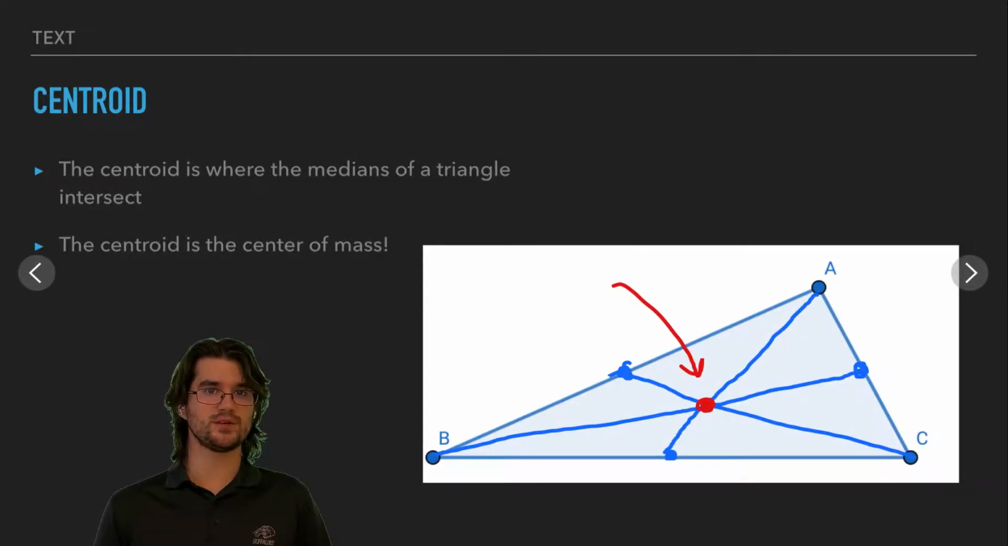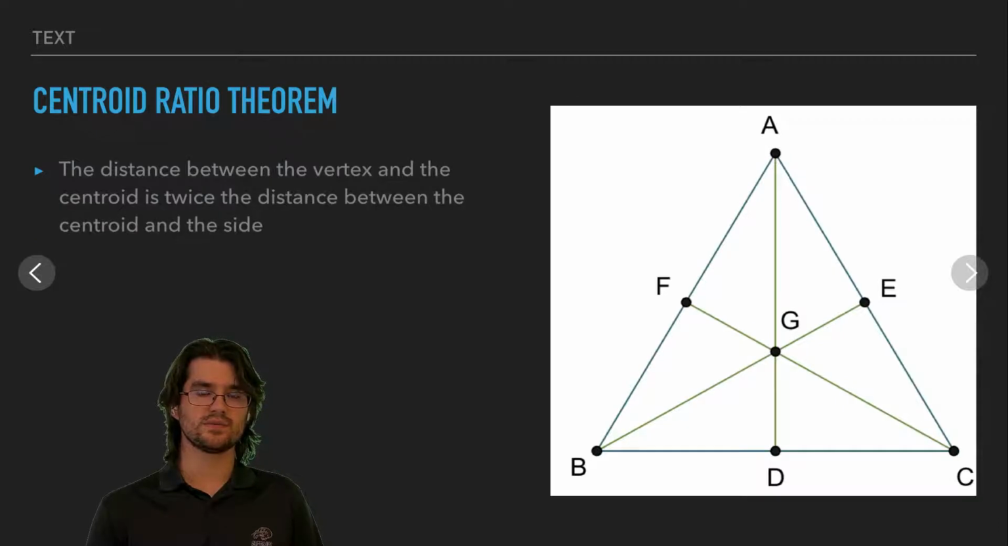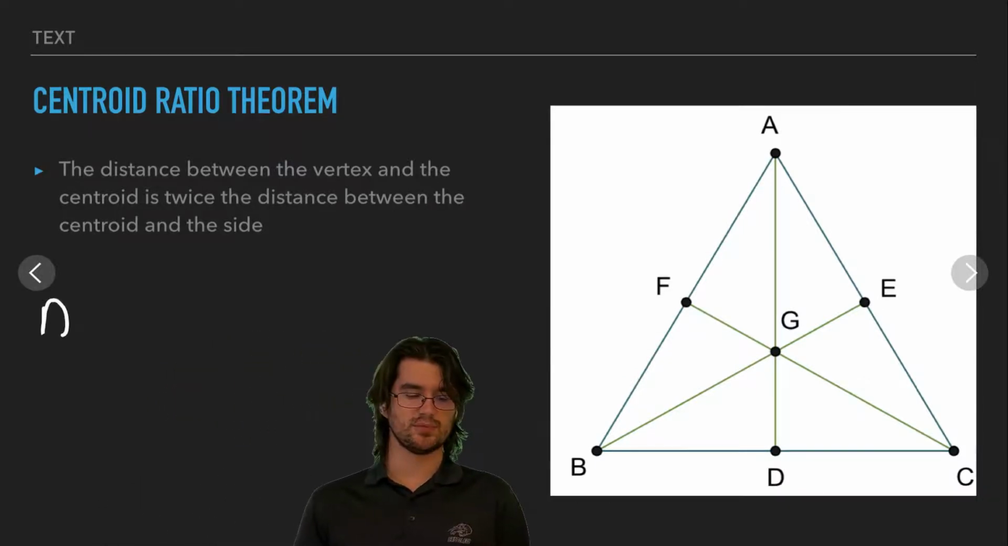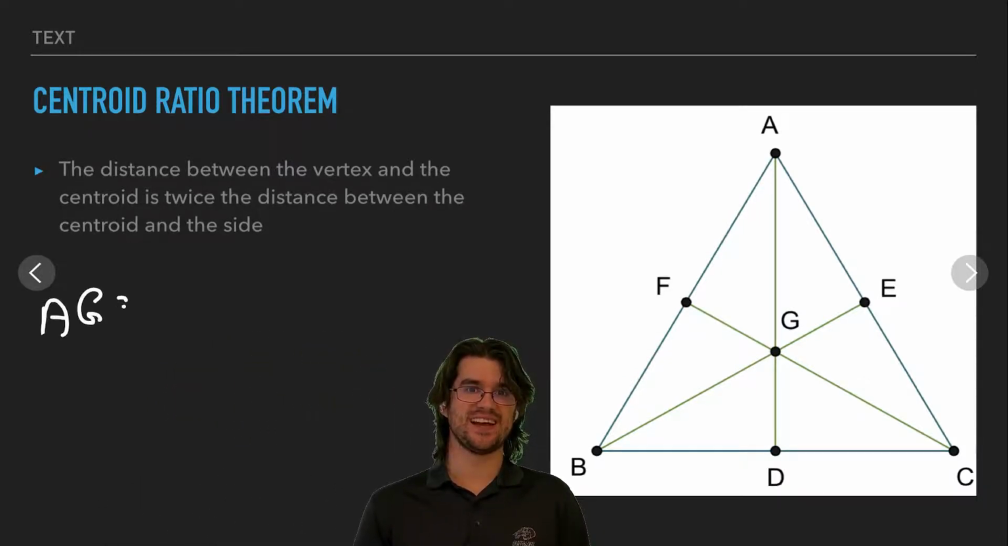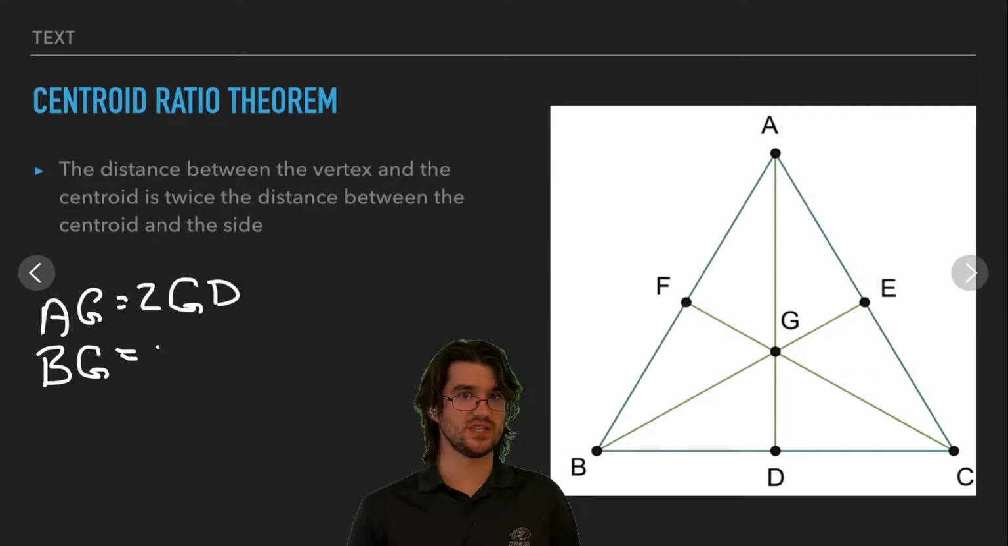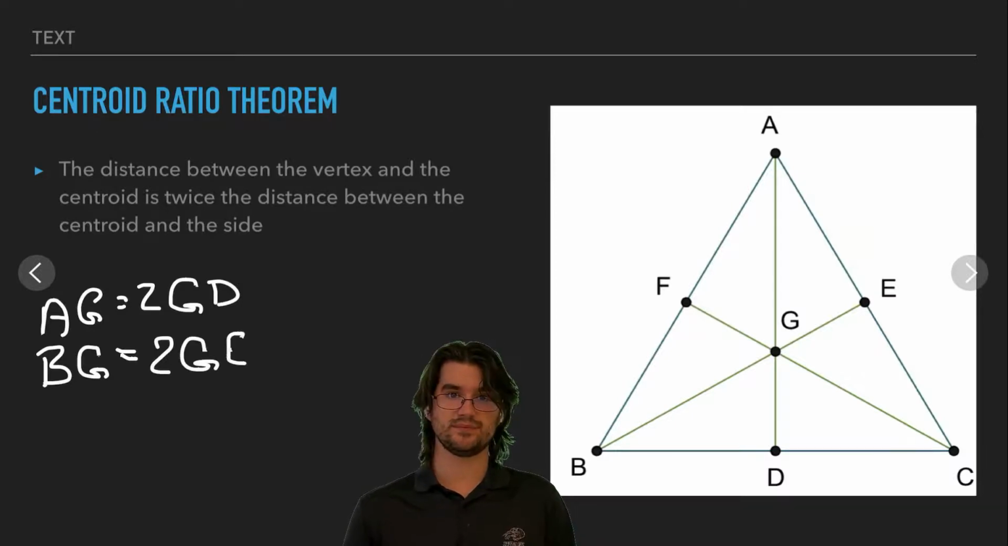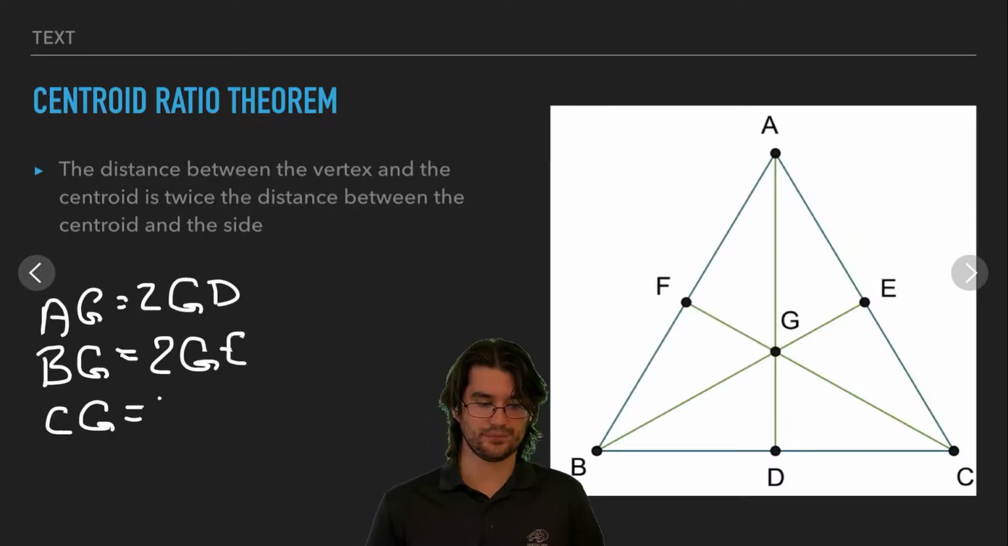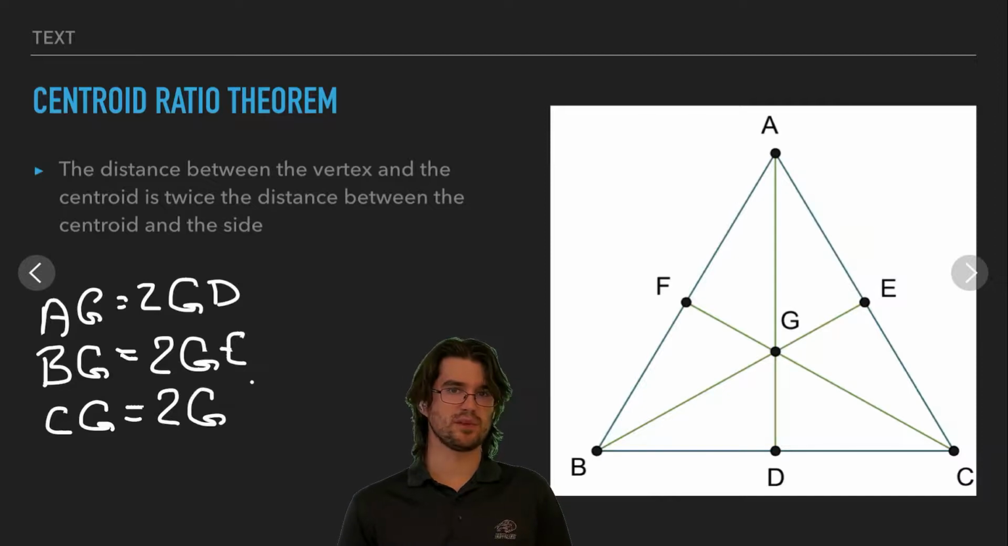The centroid ratio theorem says the distance from the vertex to the centroid is twice the distance from the side to the centroid. So in this example, the distance from the corner A to the centroid G is twice the distance of the centroid to its opposite side, GD. And we can work our way around the triangle. BG is then 2 times GE, and CG is 2 times GF. Let's use that to solve a couple of problems.